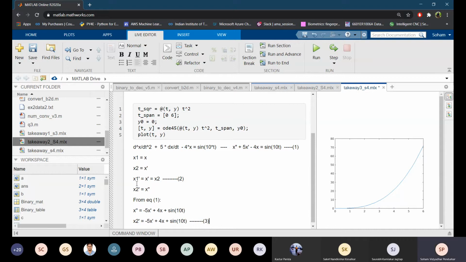Okay, so see, these are the differential equations. dx1 by dt is equal to x2, and dx2 by dt is equal to minus 5x1 plus 4x2 plus sin 10t. So this is mathematically very correct, and it is actually. There's no question of that. But this is how ODE45 will solve these two equations.